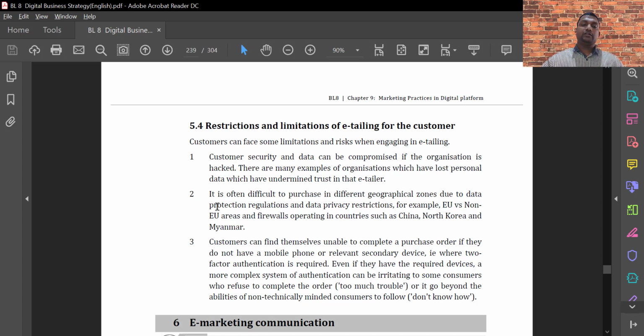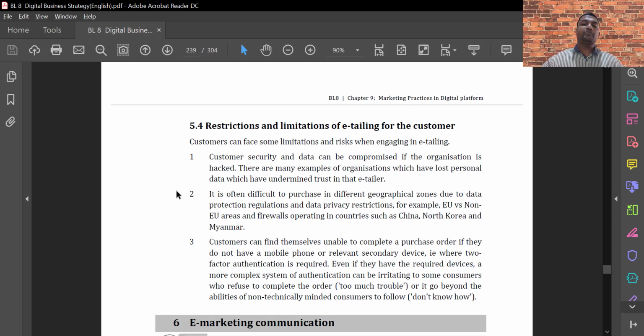When most of the information is online and the organization is digitized, there is always this risk of the data and the other information being hacked by someone else. There are many examples where organizations have lost personal data and credit card information and things like that. People have stolen it because it's available to be hacked. And there are other limitations and difficulties because of certain regulations and data privacy restrictions.